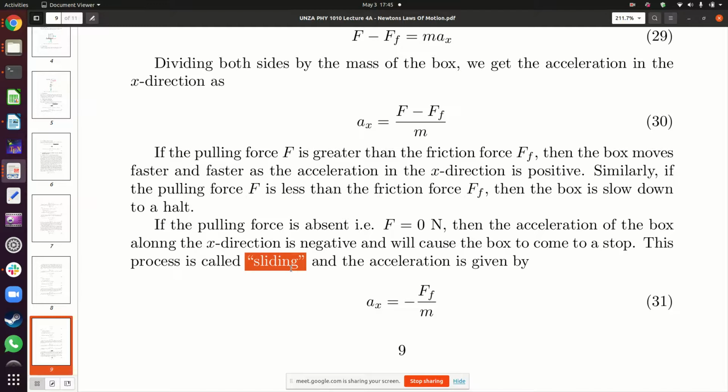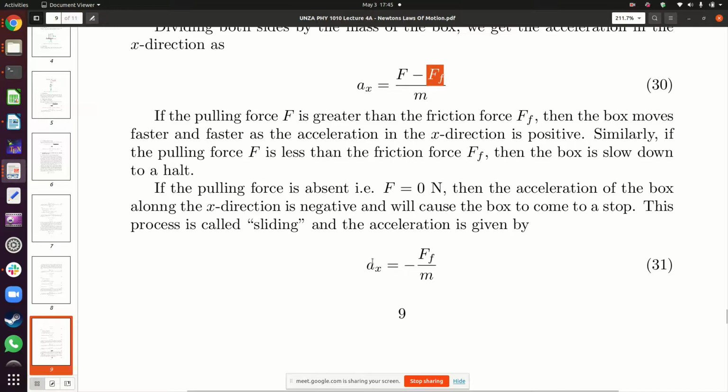That object is not being pulled, but it's just sliding on its own. So there is no pulling force. In that case, your F is going to be less than your friction force. That is going to result in something like this. You're going to have an acceleration a_x, which is equal to minus the friction force divided by the mass. Because of this negative, your acceleration is going to be negative.